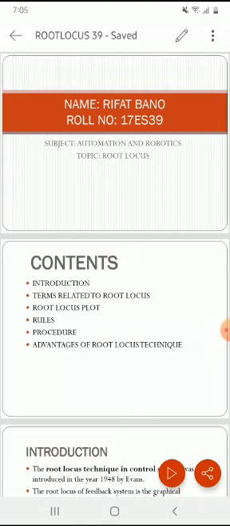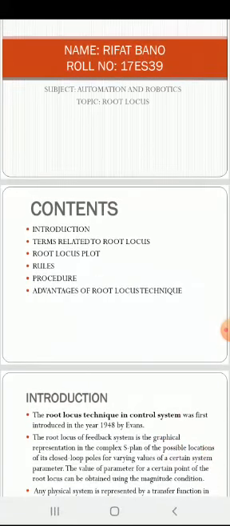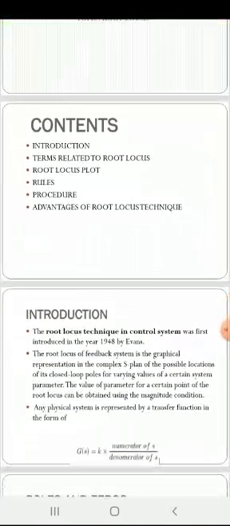The subject is automation and robotics, and my topic of presentation is root locus. The contents of my presentation are introduction, terms related to the root locus plot, rules, procedure, and advantages of the root locus technique. Introduction. The root locus technique in a control system was first introduced in the year 1948 by Evans.